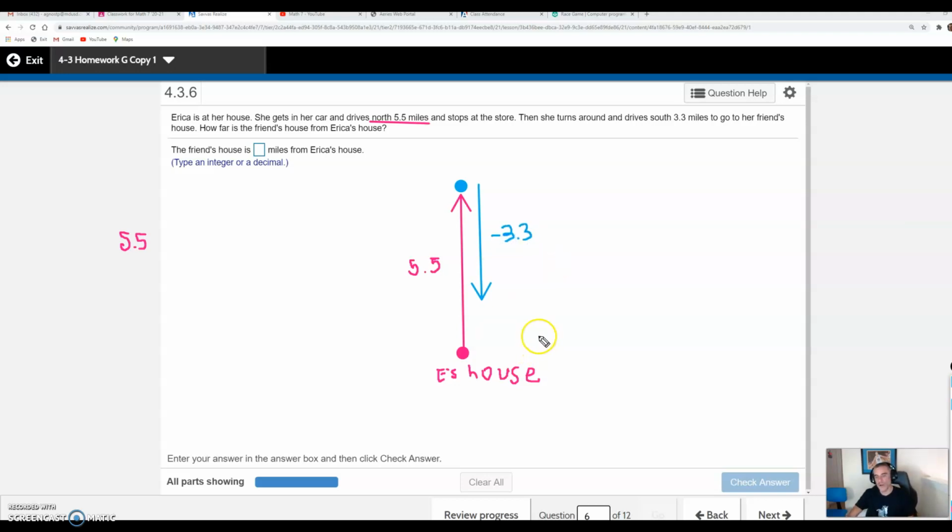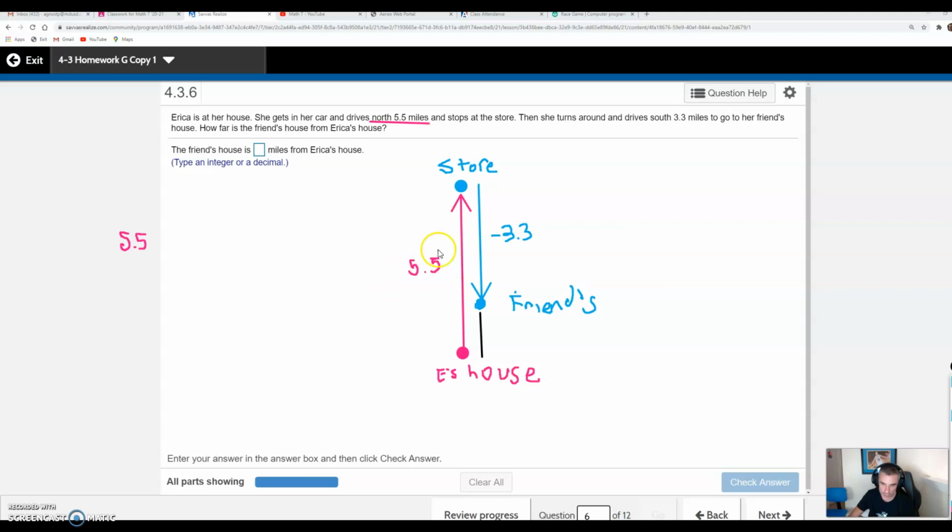So this is the store right here. She goes to the store first, maybe she picks up some snacks, and then she heads back to her friend's house. Her friend's house is right here. So what we're trying to find in this question is the distance from the friend's house to Erica's house. We're trying to find this black line right here. What is this distance? Well, the way we can find that is just by adding.